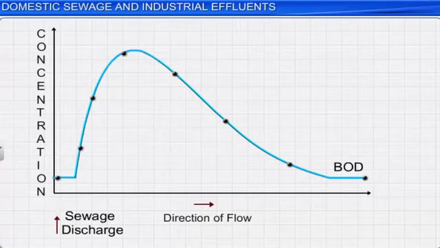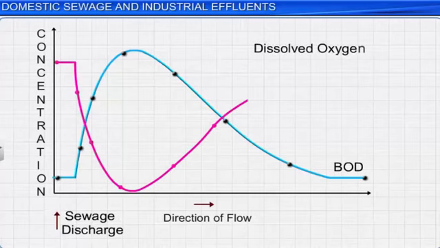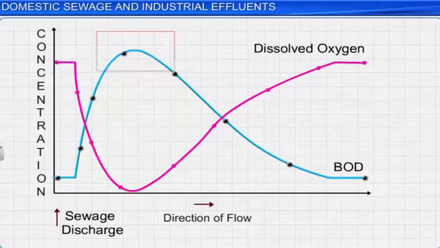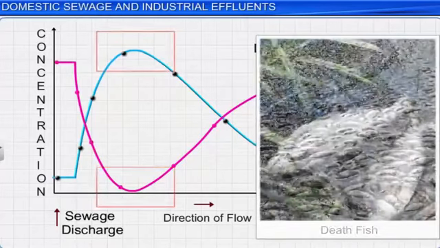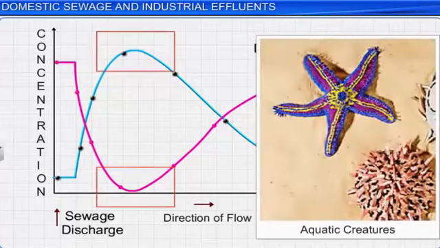A high concentration of BOD automatically translates into low amounts of dissolved oxygen, or DO, as depicted in this graph. High BOD and low DO ultimately cause the death of fish and other aquatic creatures.